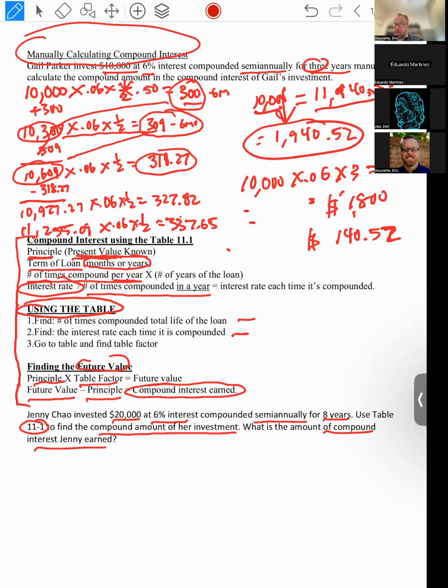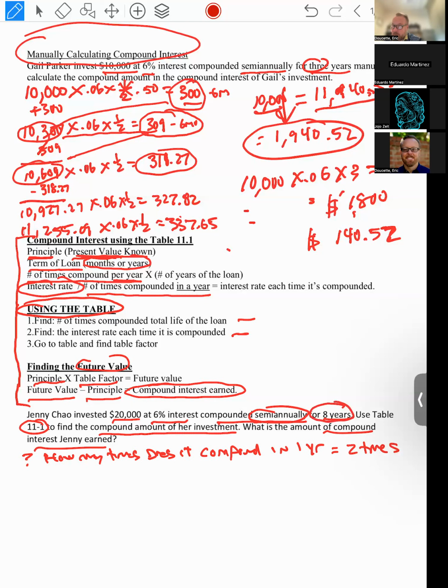So the first thing we want to figure out then is how many times does it compound, right? So that's what we want to find out. How many times does it compound in 1 year? Sorry, my spelling is really bad. Okay. So if it's compounded semi-annually, what does that mean? Anybody? How many times a year does it compound? Twice. So 2 times a year. How many years is the loan for?